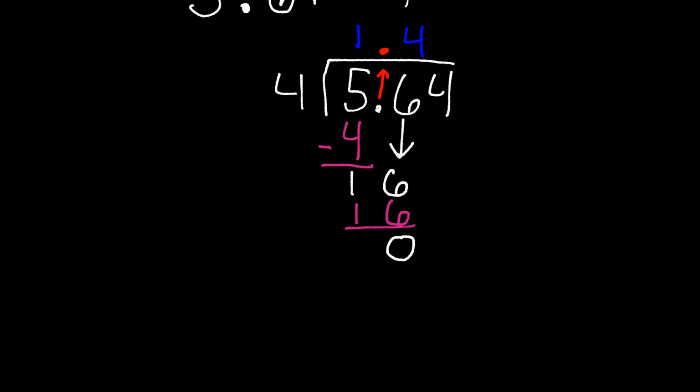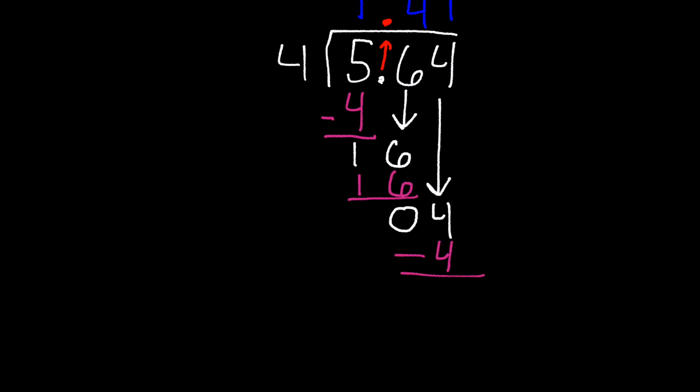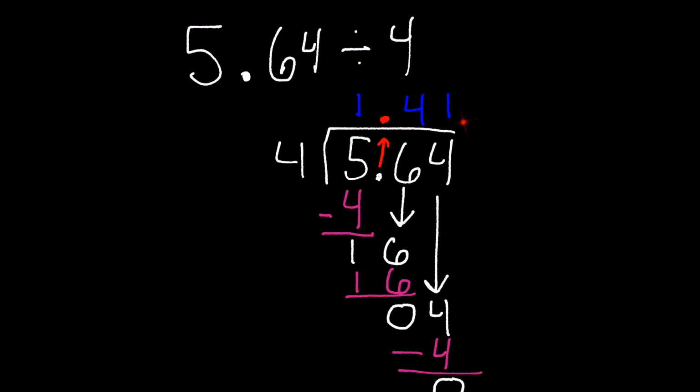But even though we have a 0, we still have one more number in our dividend that we got to work with. So let's bring down that 4. 4 goes into 4 once. 4 times 1 is 4. We subtract, and we get 0. And since we are done bringing down numbers from the dividend, we are done with the problem. And our quotient is up here, and it already has its decimal where it needs to go. So 5 and 64 hundredths divided by 4 is equal to 1 and 41 hundredths.